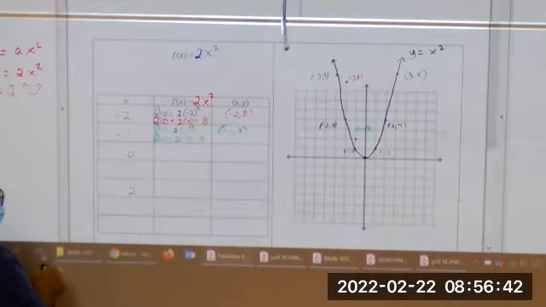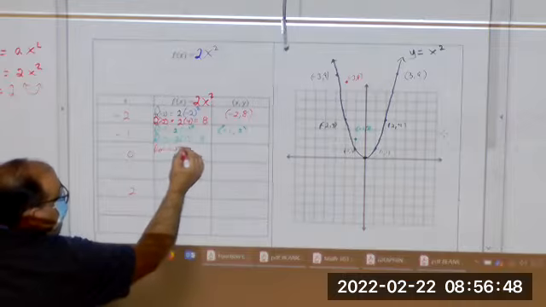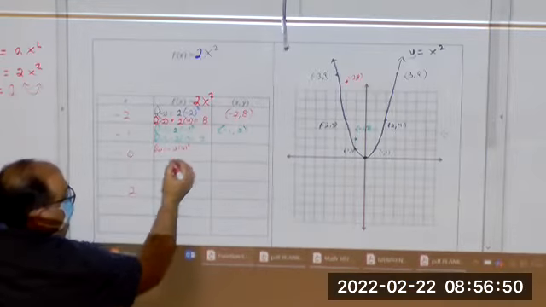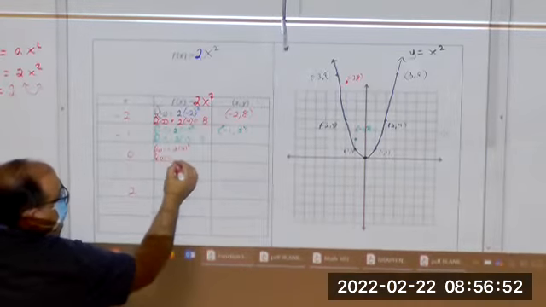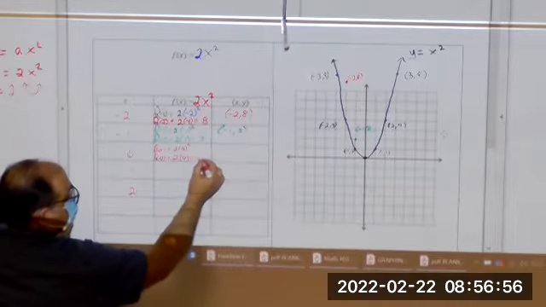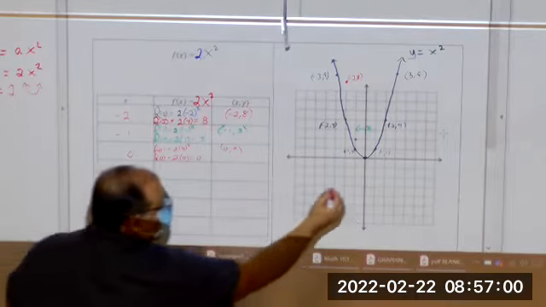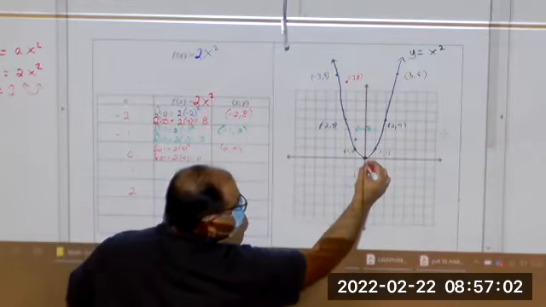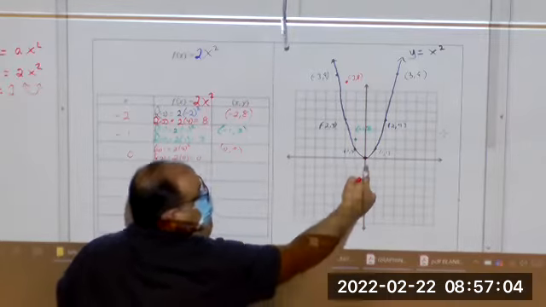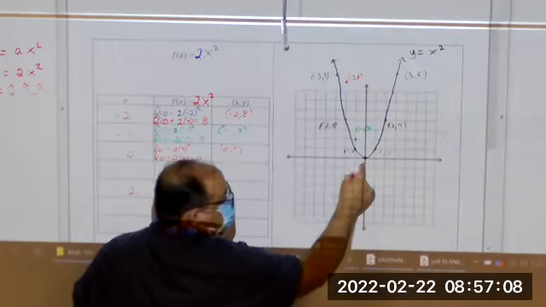And then let's see what happens here. f of 0 is 2 times 0 squared. So f of 0 is 2 times 0 squared, which is still 0. 2 times 0 is 0. So the point at 0, 0 hasn't changed. It was 0, 0 with our parent function, and it's still 0, 0 here.